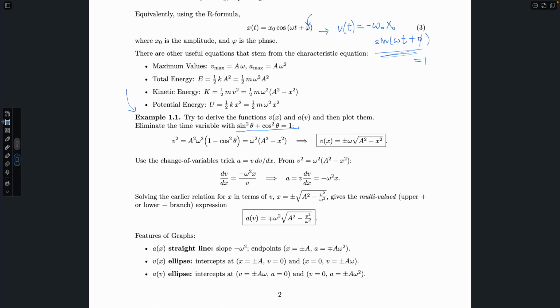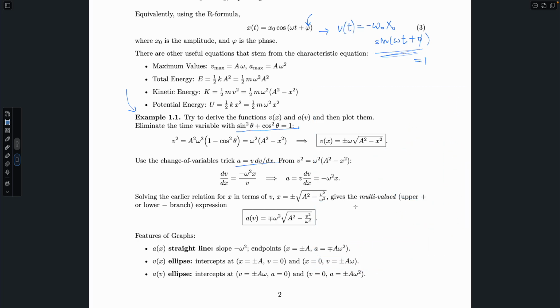And then for the second one, it uses a trick that we taught two lessons ago, the one about changing the variables of integration. Instead of writing a as d squared x dt squared, we can write it as x dot dx dot dx, and x dot is just v. So we can write it as v dv dx. This is just the trick that was taught in the kinematics handout.